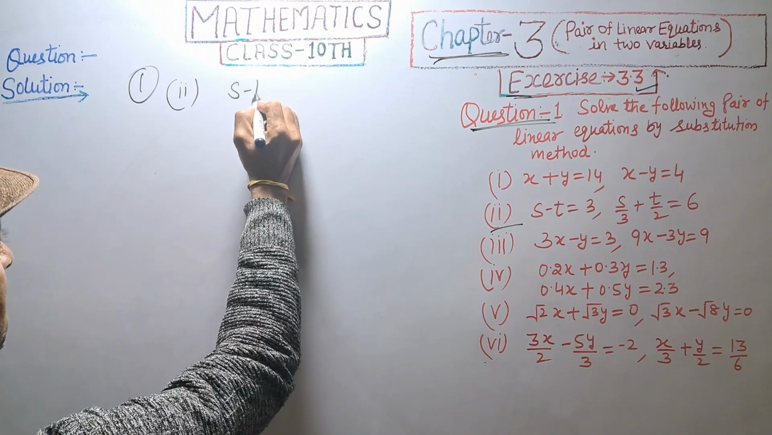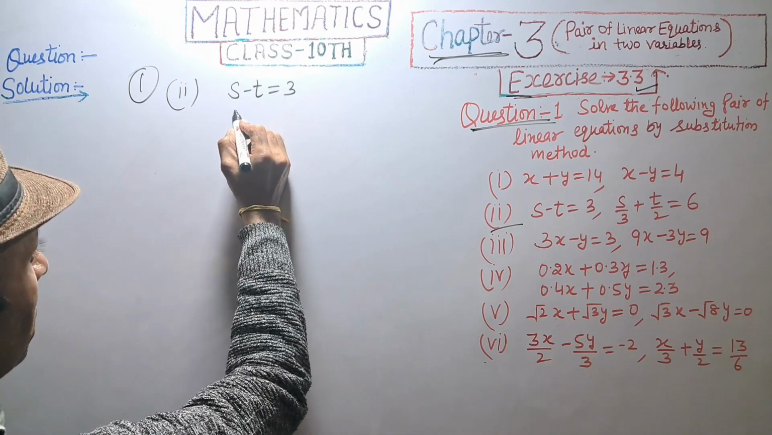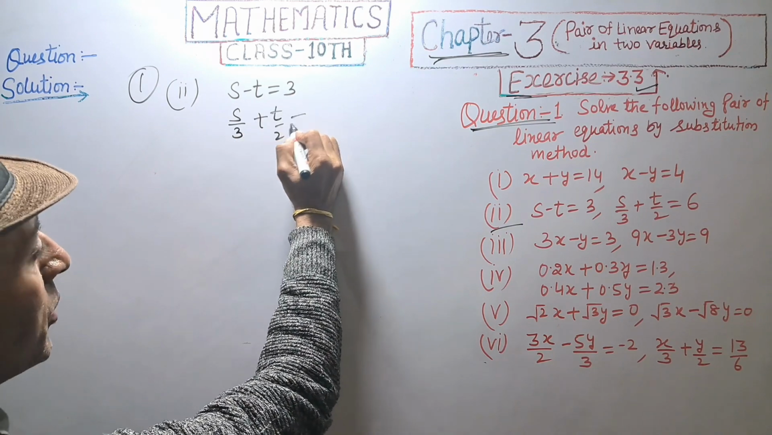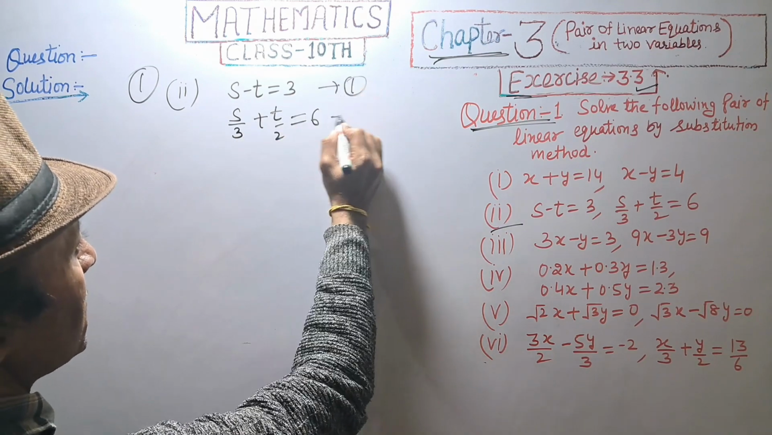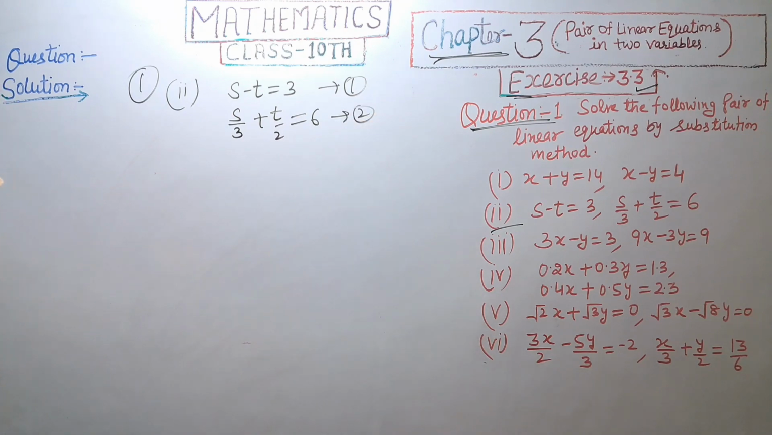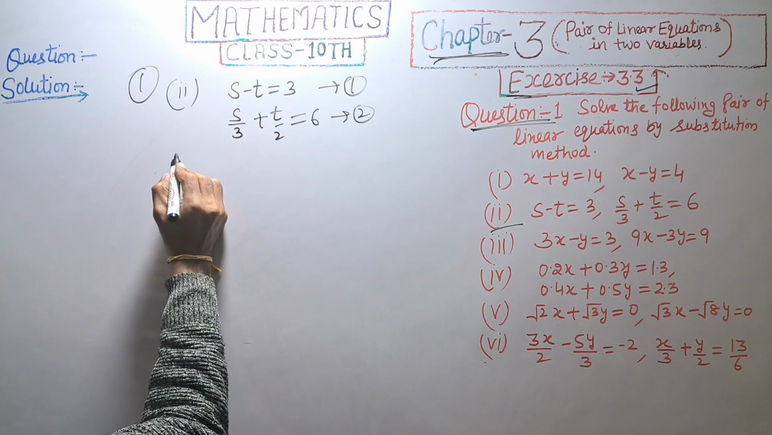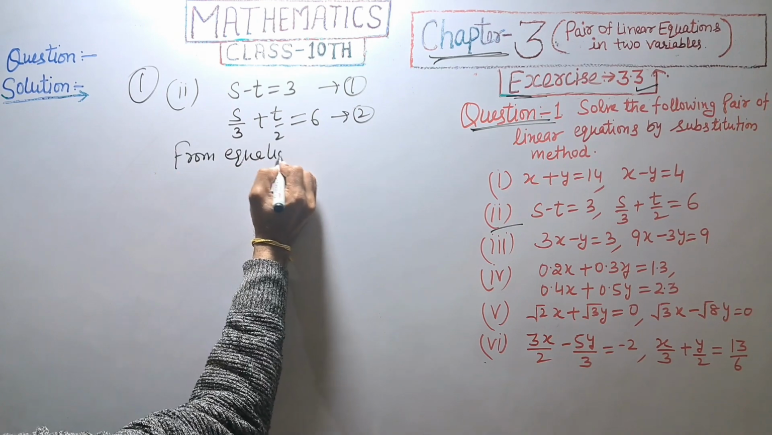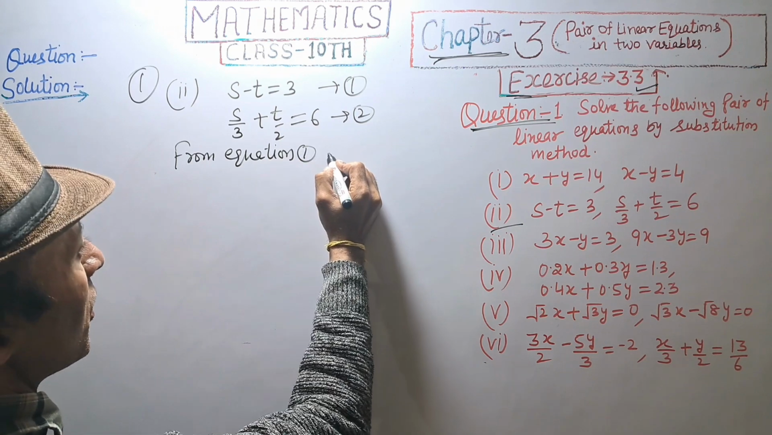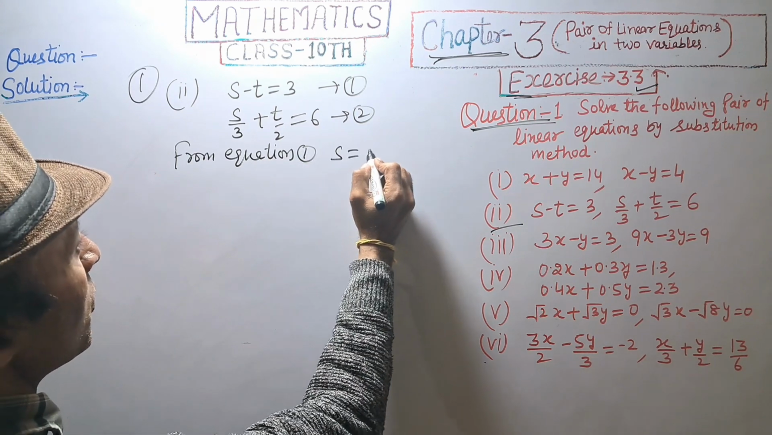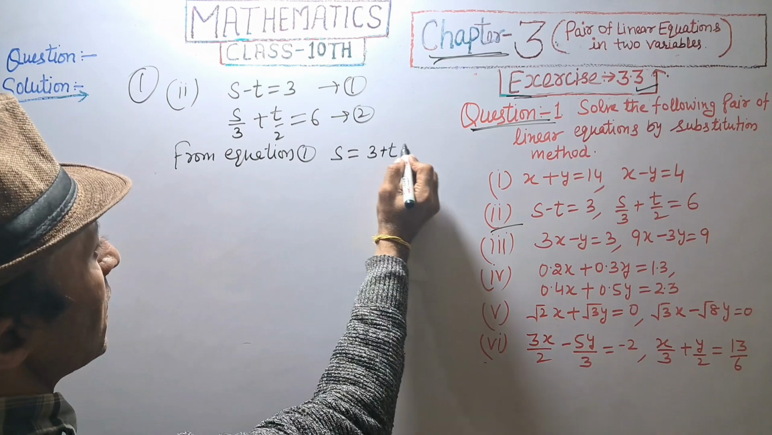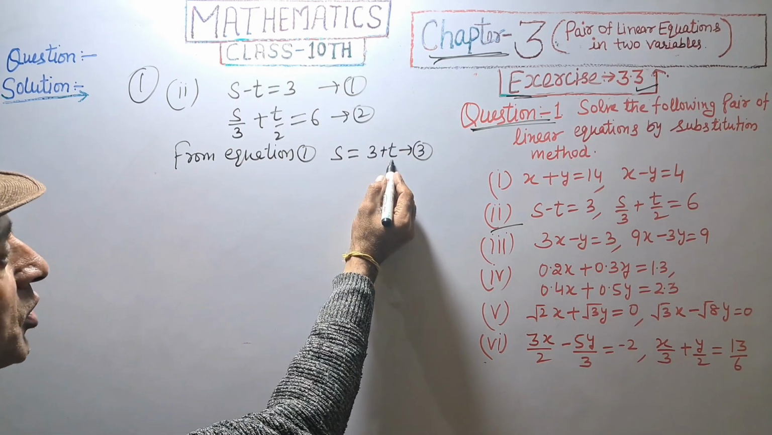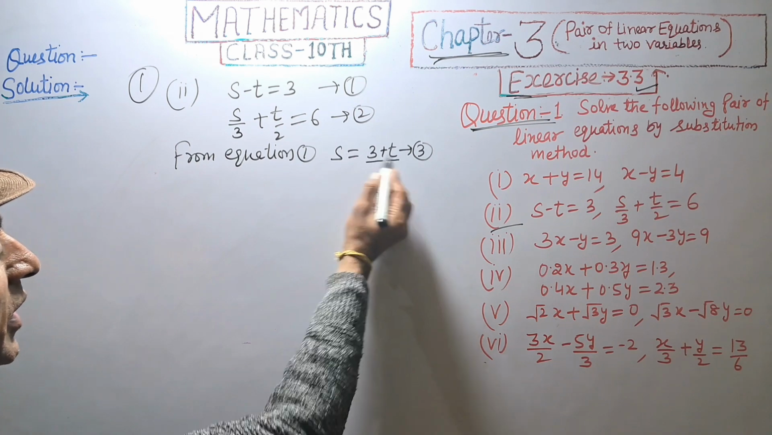Given s minus t is equal to 3, s upon 3 plus t upon 2 is equal to 6. Equation number first and equation number second. From equation first, s is equal to 3 plus t. We are shifting t to the right side, that will be positive t and 3 plus t.